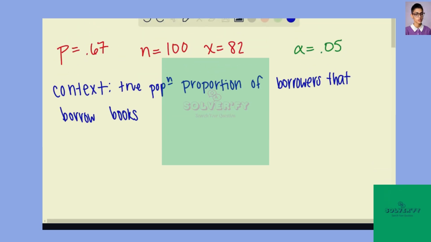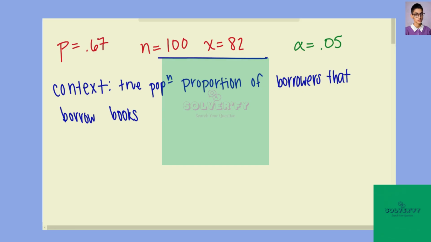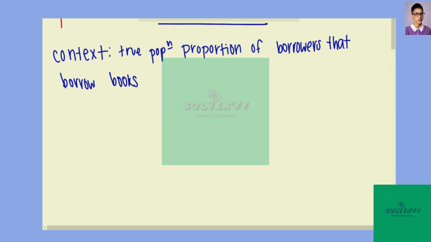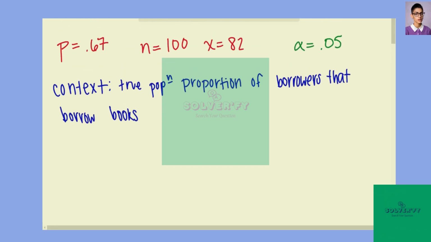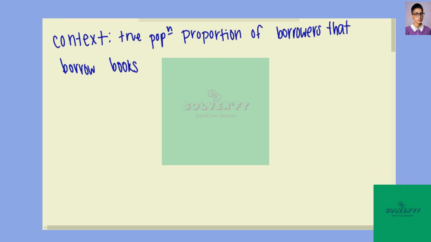For this problem, we are told that the true population proportion of borrowers that borrow books is 67%. And a study is done, the sample size of 100, and we get a result of 82.